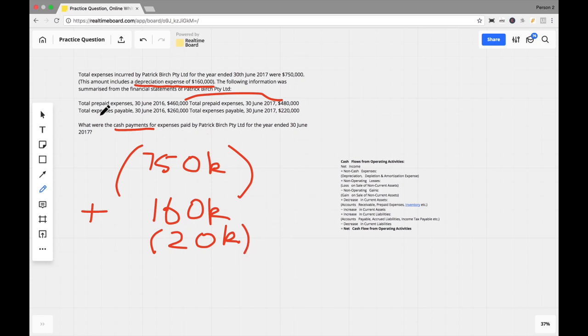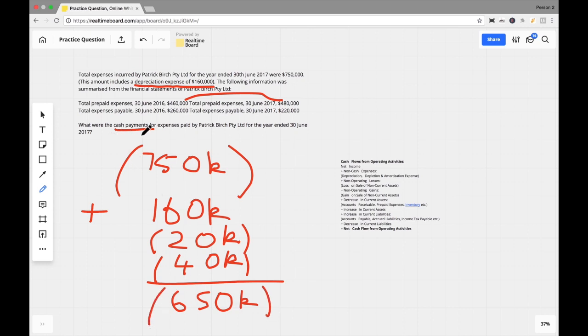The second item, expenses payable, is considered a current liability, and we look at the movement from last year's period to the current year's period. That's a decrease of $40,000. When we have a decrease in current liabilities, we deduct it. So we're going to deduct that, and then we get our answer, which is $650K. It's a negative because this is a cash outflow, remember. These are the cash payments for expenses paid by Patrick Birch, so we've paid $650,000.